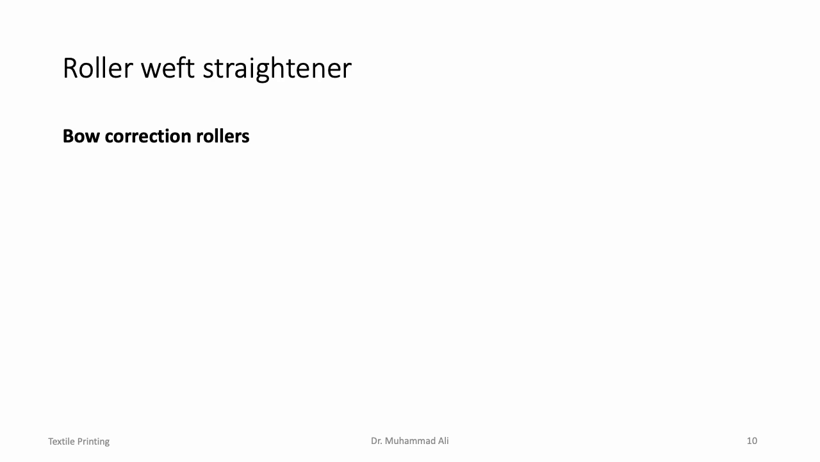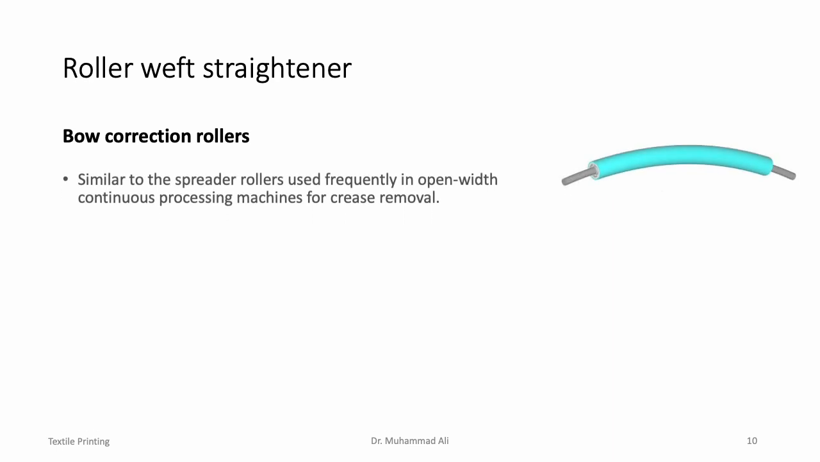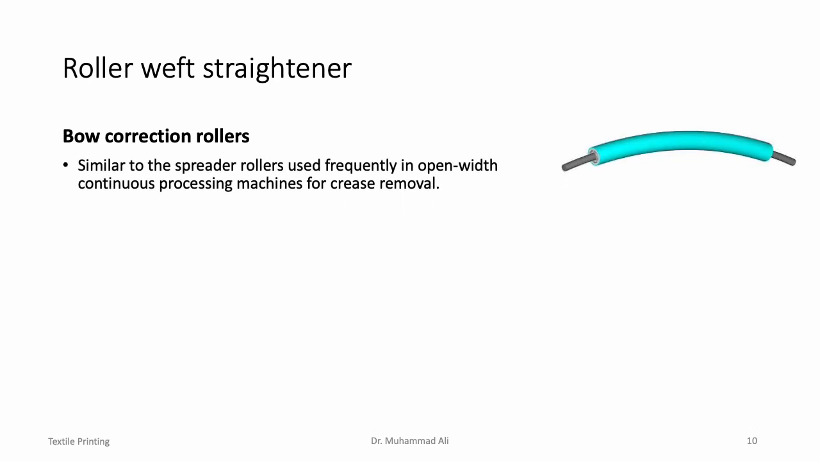So let's now talk about the bow correction rollers. The bow correction rollers are actually quite similar to the spreader rollers that are used very frequently in open width continuous processing machines for crease removal. You might have studied about these types of rollers when you studied about a bleaching machine. In a bleaching machine, just before the squeezers, we usually have these bow rollers to ensure that there are no creases present in the fabric as it goes through the squeezers. So the bow correction rollers are very similar in structure to these spreader rollers.